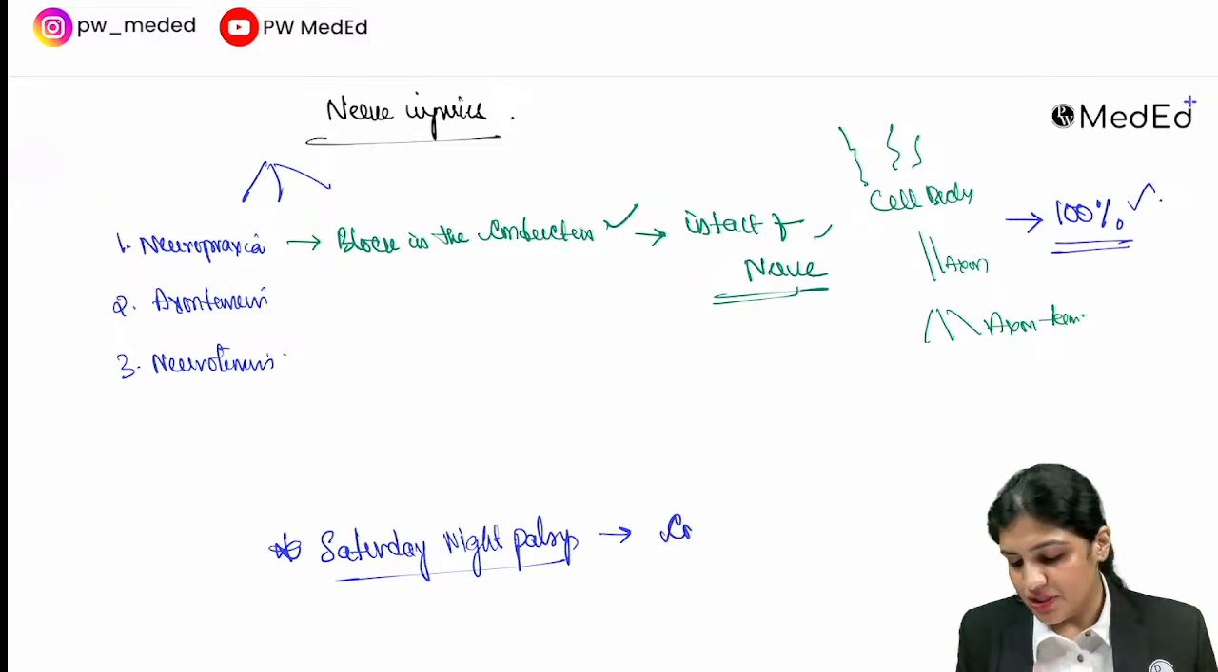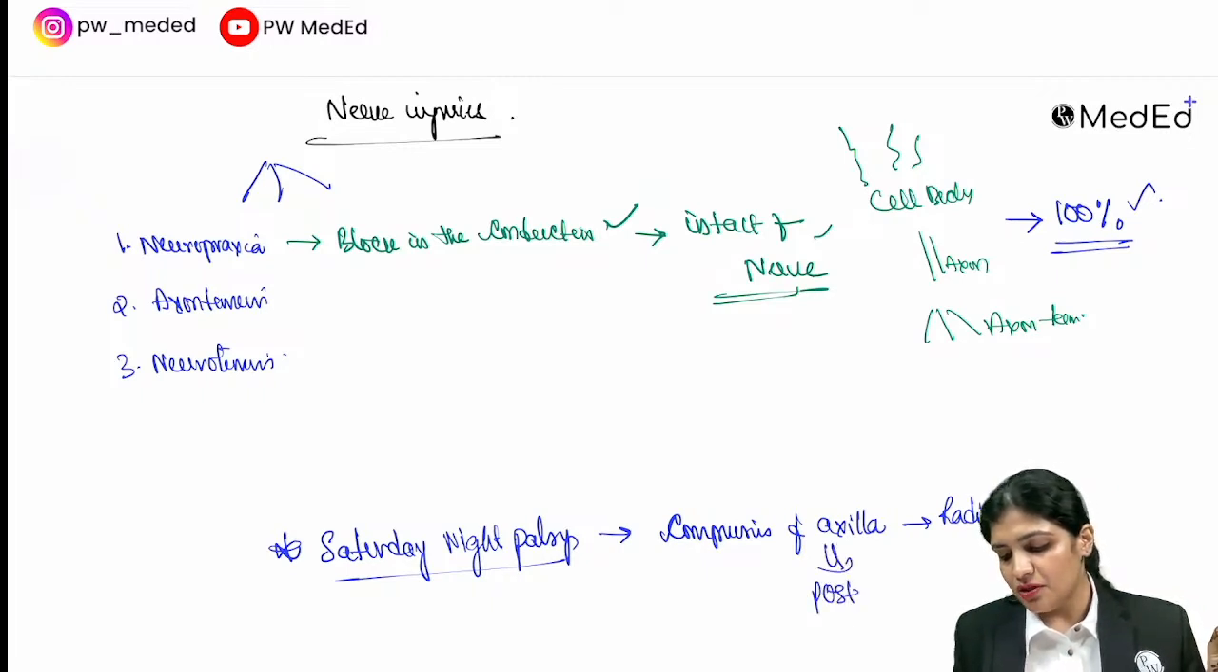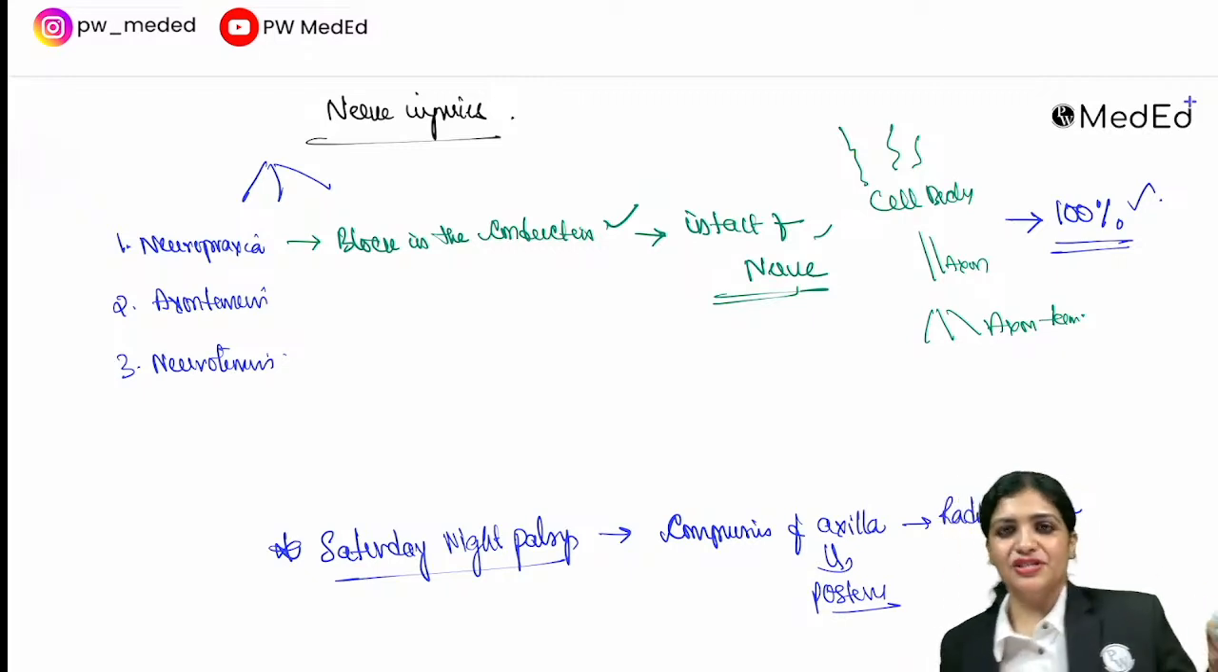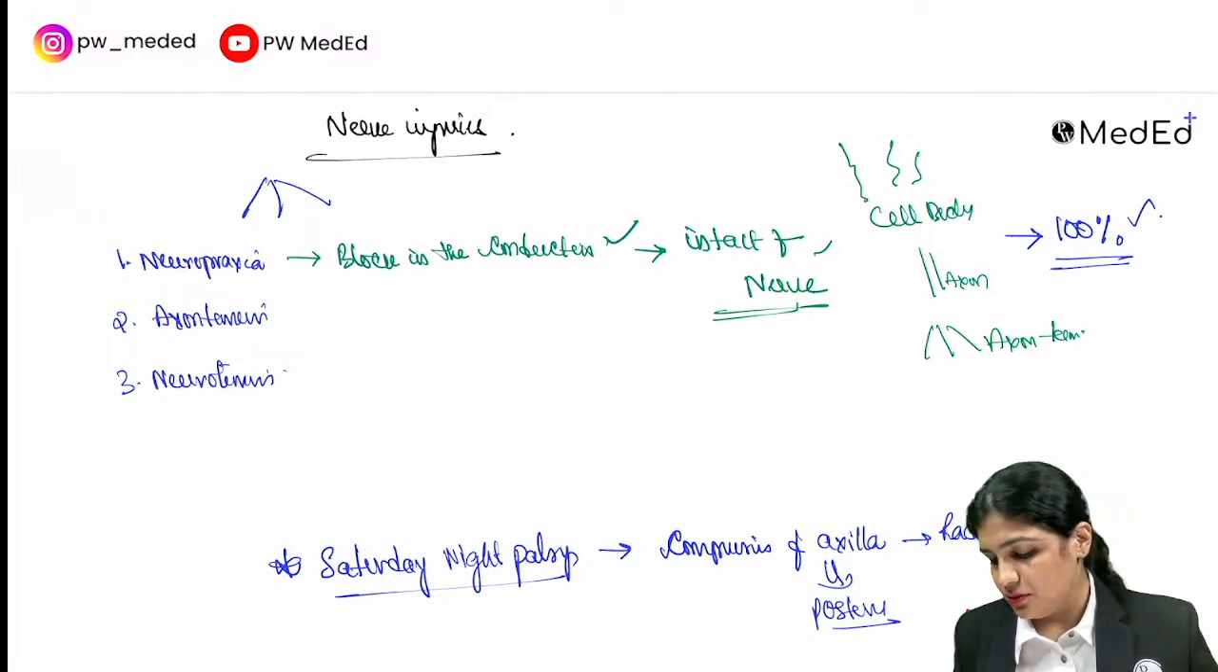So the example of neuropraxia is Saturday night palsy, where the patient will have binge drinking and will cause compression of the axilla, where your radial nerve gets compressed because of the posture. This is because of the posture, and this radial nerve, whenever it gets compressed, it gets damaged, and this results in the classical wrist drop.